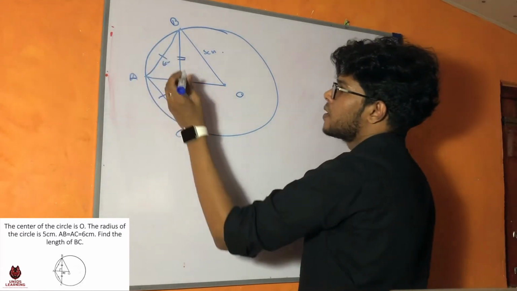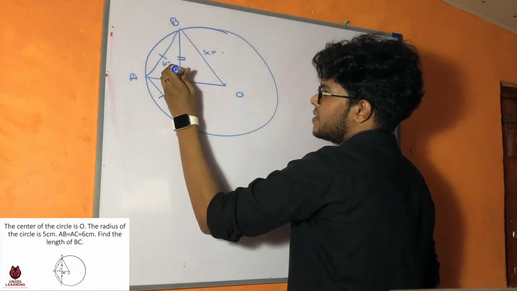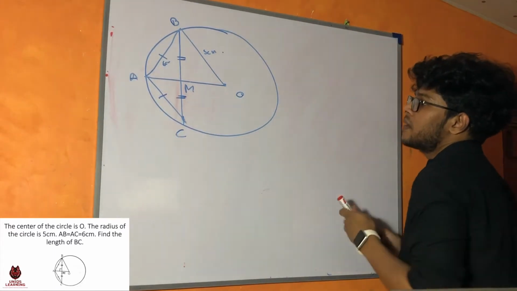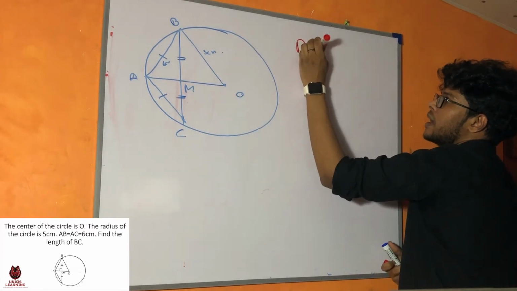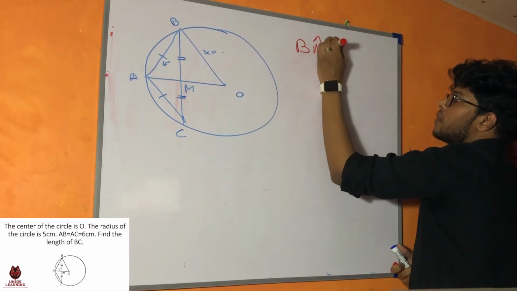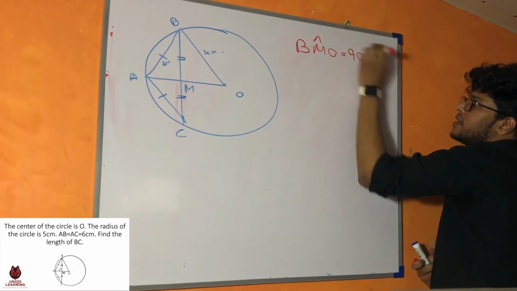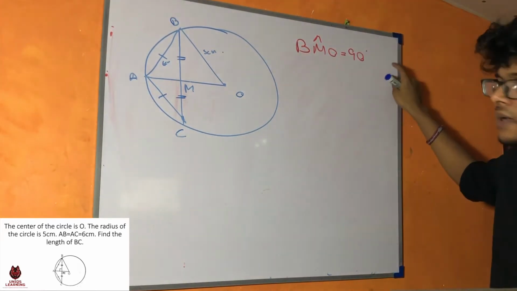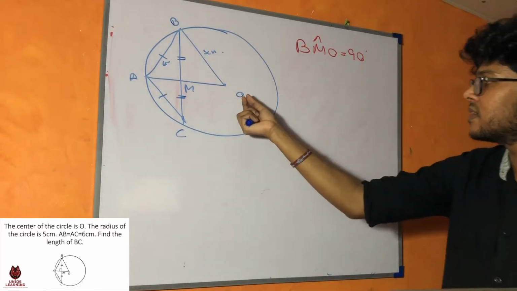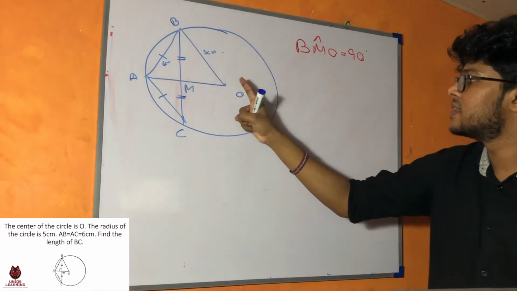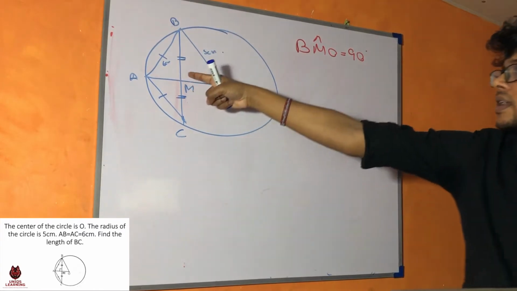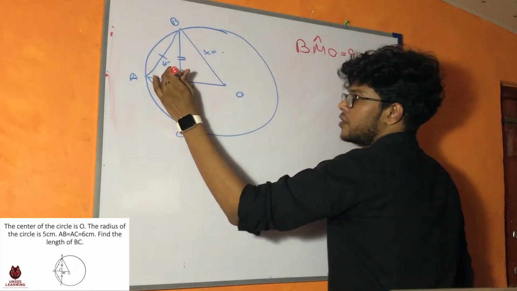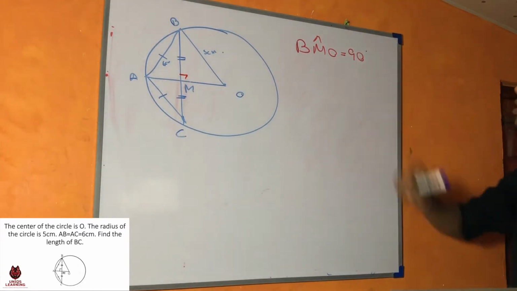So now, what can you say? You can say angle BMO equal to 90 degrees. So you can say the reason. For the reason, you can write the theorem, right? I'm not going to write the theorem. The theorem is the line drawn from the center to the midpoint of the chord is going to be perpendicular. So this is going to be perpendicular. That's why it is equal to 90 degrees.